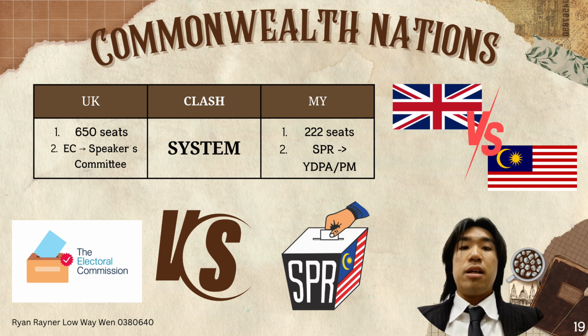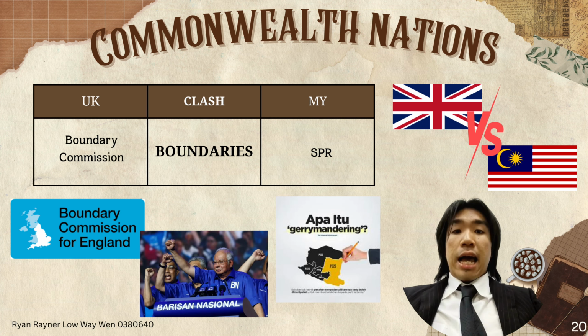The SPR has limited enforcement capabilities, particularly regarding campaign finance and electoral fairness. As a result, the system can disproportionately favor dominant parties. As for constituency boundaries, a key feature of FPTP is that each vote should carry equal weight, but this depends on how constituencies are drawn.